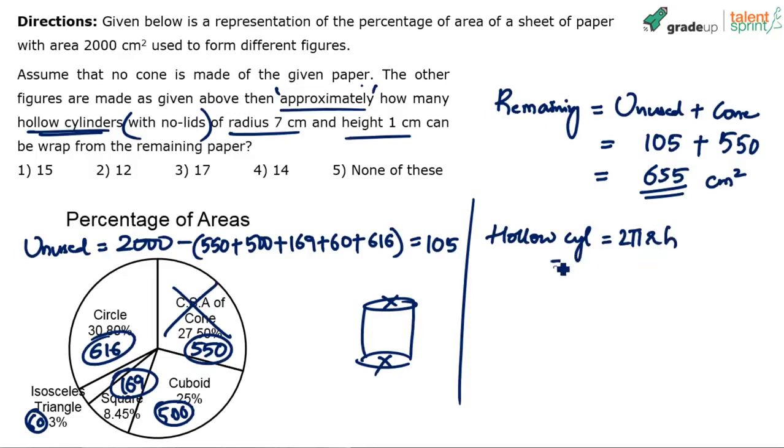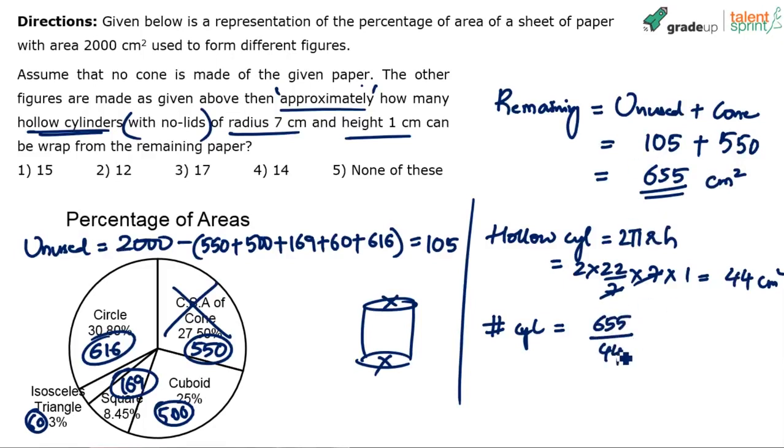So solve this first of all. 2 into 22 upon 7 into what is the radius? 7 into height is 1. Yeah, so each cylinder would take 44 centimeters square. So how many will be the number of cylinders? Number of cylinders would be the total area 655 available, divided by 44. I think 660 by 44 is 15, right? Approximately 15. Very close to 15.